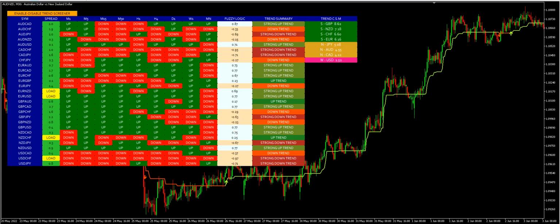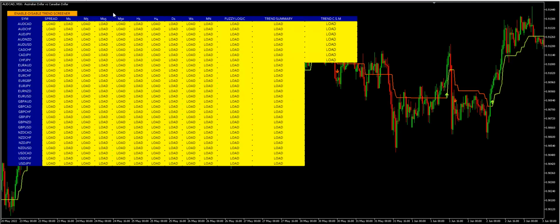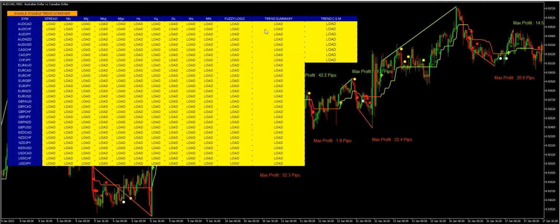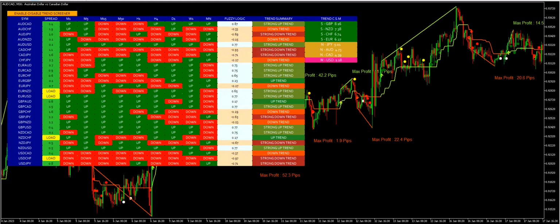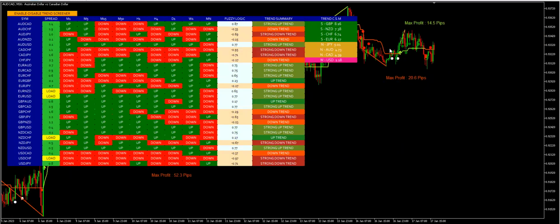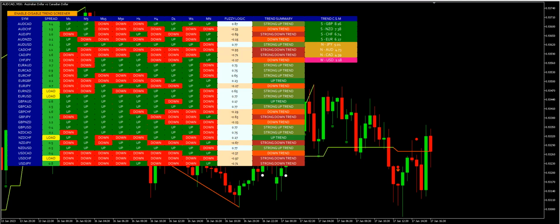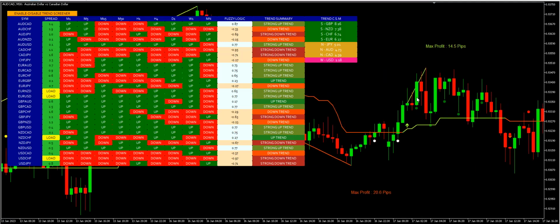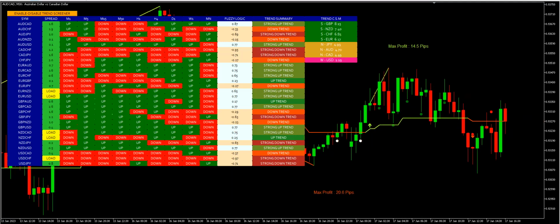Let's consider these examples. Here, the CSM feature reveals that AUD and CAD have very close scores. So very probably the AUD-CAD pair is ranging during the day. Let us discover this through the chart. Effectively, today the AUD-CAD pair was ranging all day. And it is not recommended to trade this pair as there is no defined clear trend.